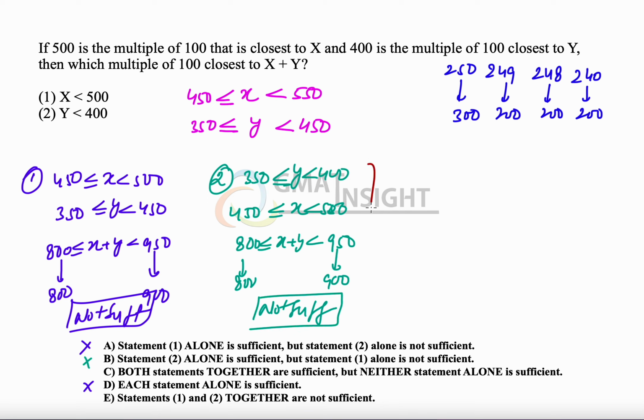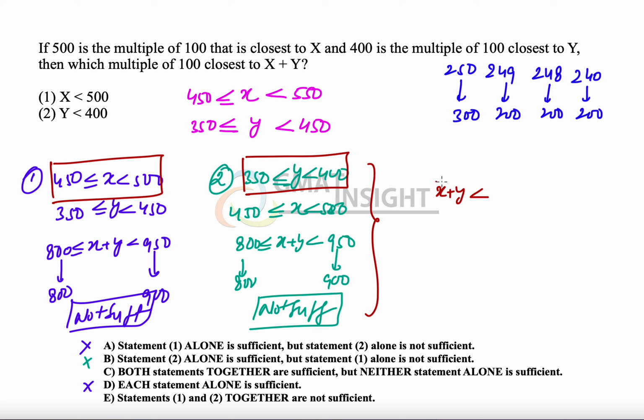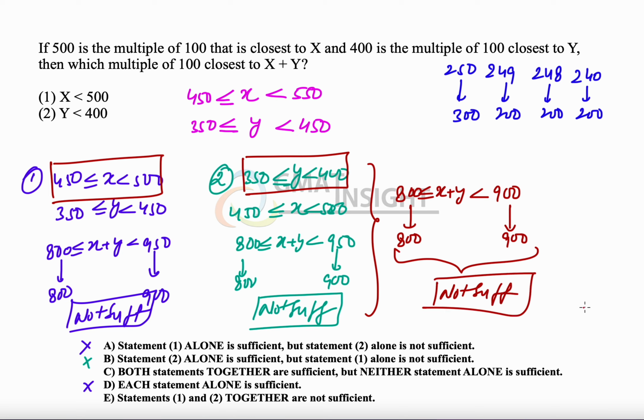The next step is combining the two statements. When we combine them, we understand the range of x and the range of y according to the first and second statements respectively. So the range of x plus y will be less than 500 plus 400, that means less than 900, and greater than or equal to 350 plus 450, which is 800. That means it can become either 800 or even if it becomes 899, the closest multiple of 100 will be 900, still inconsistent. Therefore we say that even after combining the two statements the information is not sufficient and the answer becomes option E.